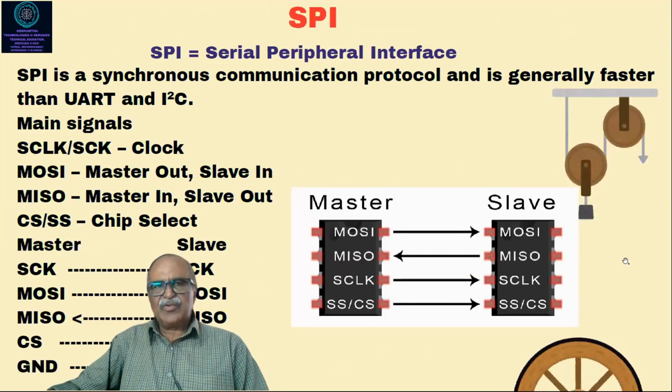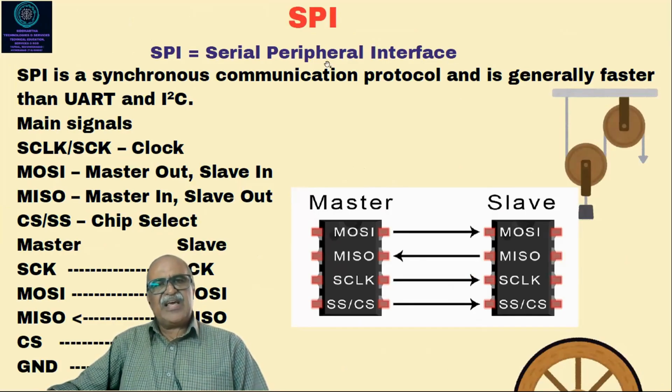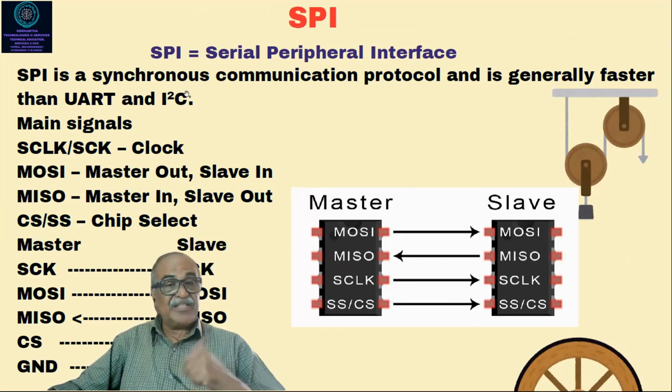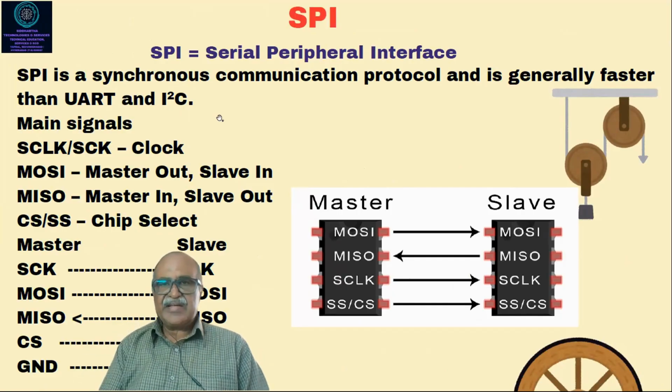Okay, now the second one is SPI. Now we'll discuss SPI communication, the Serial Peripheral Interface. SPI is synchronous. Please remember that previously it was asynchronous. Now the Serial Peripheral Interface is a synchronous communication protocol and is generally faster than UART and I²C. That means it is very good for speed.